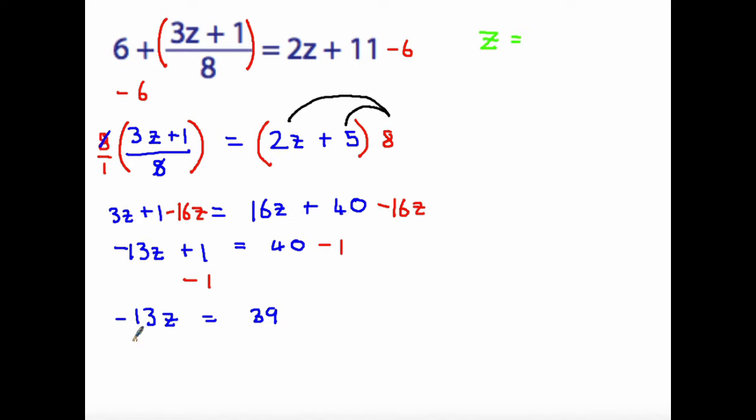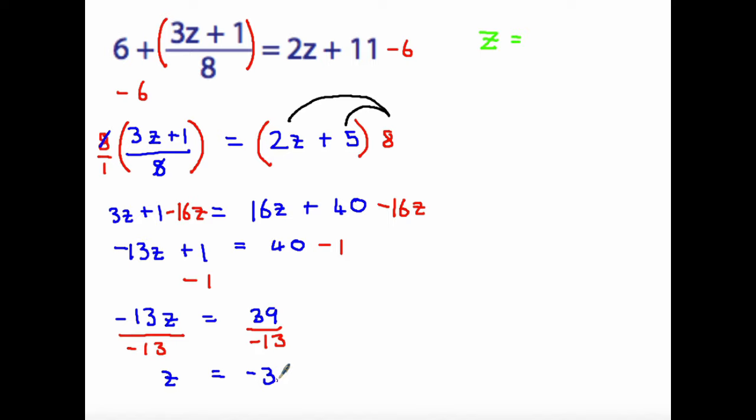Okay, I still want z by itself. Right now the coefficient, which means the number next to z, is negative 13. Well, let's divide that by negative 13, so that negative 13 divided by negative 13 is 1, and divide this side also by negative 13. Can you see there is no memorization here, purely understanding. So negative 13 divided by negative 13 is 1z equals 39 divided by negative 13, which is negative 3.